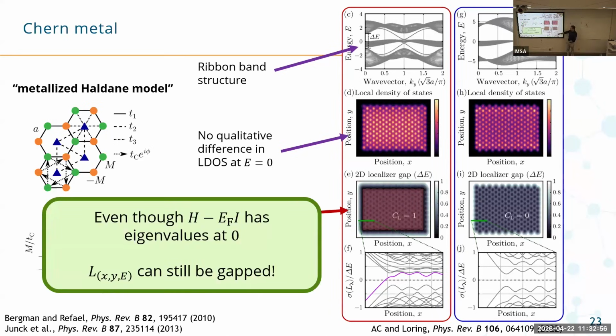Maybe the big point is that even though H at the Fermi energy has eigenvalues at 0, the localizer can still be gapped at that same energy. And so your protection is weak. Again, this will not give you quantized conductivity. I'm not saying that you're going to still get quantized conductivity here, but you're guaranteed one of these chiral edge resistances.